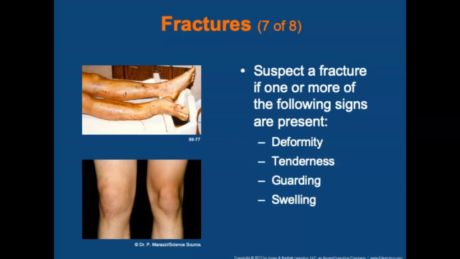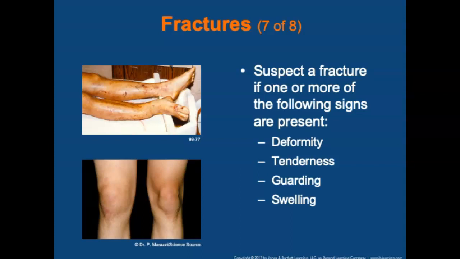Suspect a fracture if one or more of the following signs are present. If you have a deformity, the limb may appear to be shortened, rotated, or angulated to the point where there is no joint. Always use the opposite uninjured limb as a mirror image for comparison. Suspect a fracture if there's tenderness. Point tenderness on palpation in the zone of the injury is the most reliable indicator of an underlying fracture.